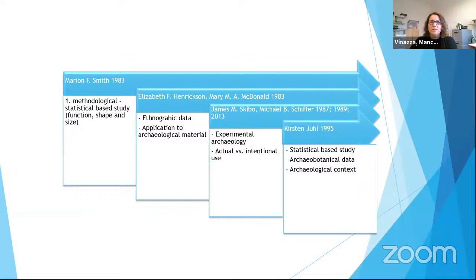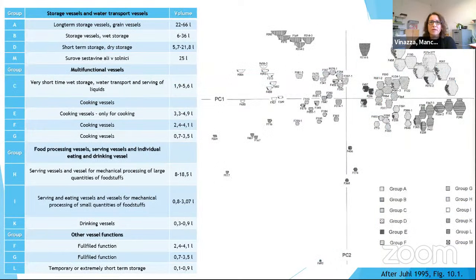Many authors have already dealt with this subject. Main approaches can be presented on a timeline. Marian Smith produced the first methodological study based on statistical calculations in which she linked function, shape, and size of vessels. Elizabeth Hendrickson and Mary MacDonald combined form and function based on ethnological material and applied the findings to archaeological material. Skibo and Schiffer contributed enormously to the area of experimental archaeology and pointed out the distinction between actual and intentional use of vessels. Kirsten Yull upgraded on Smith.